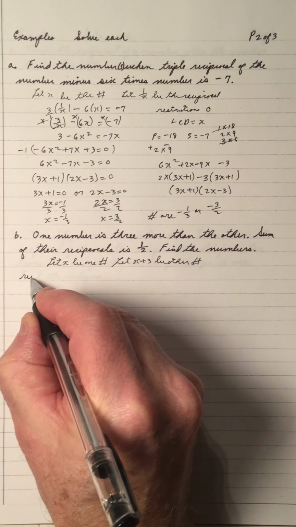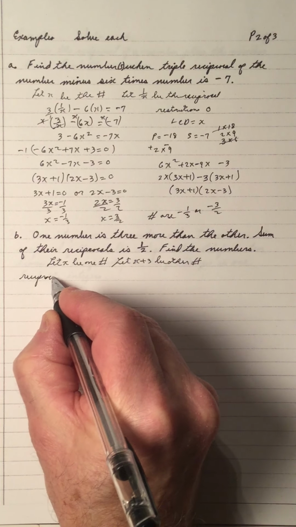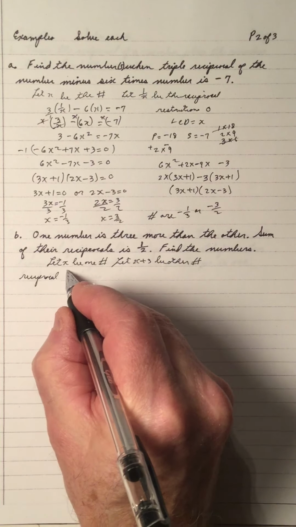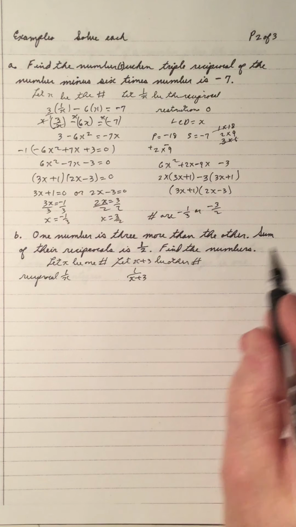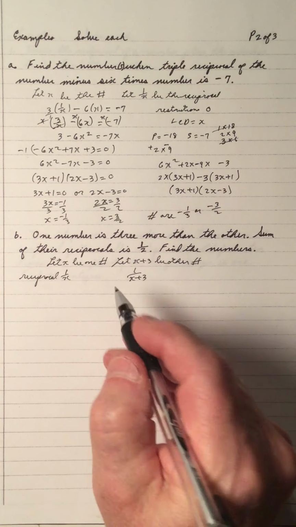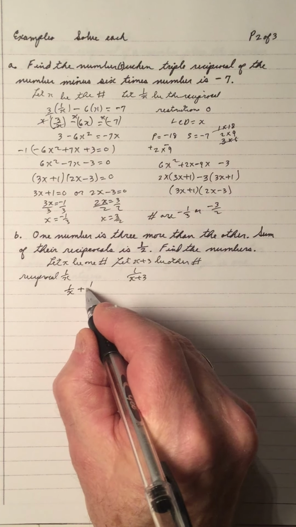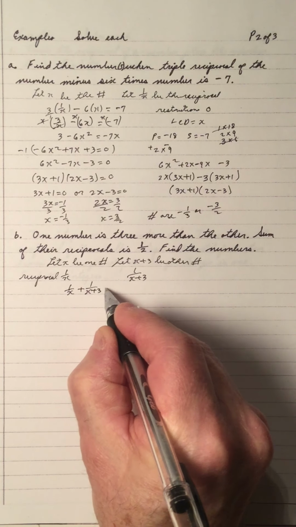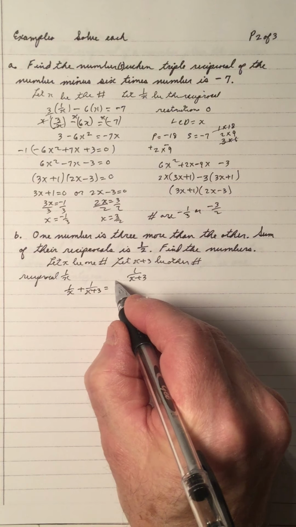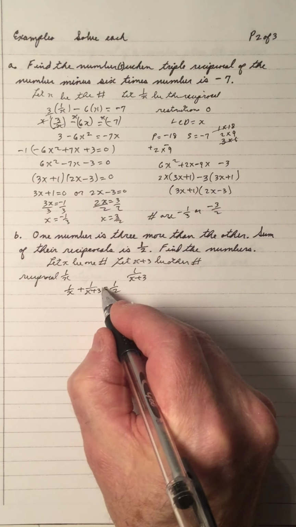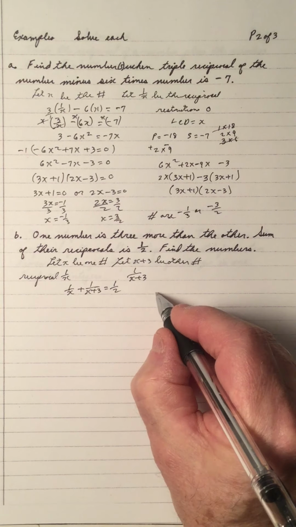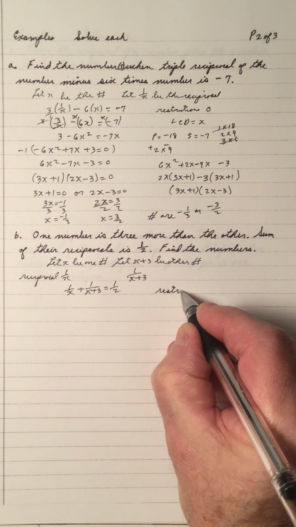So the reciprocal of x is 1 over x. The reciprocal of x plus 3 is 1 over x plus 3. So that's the sum of the reciprocals. So the sum is 1 over x, added to 1 over x plus 3, and the sum of the reciprocals is a half. Again, let's do the restrictions.